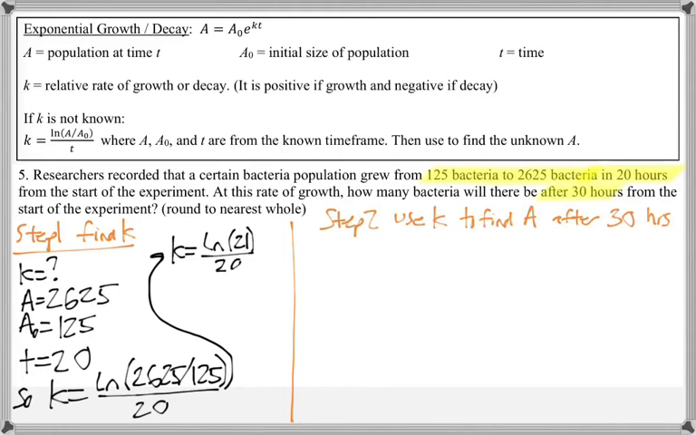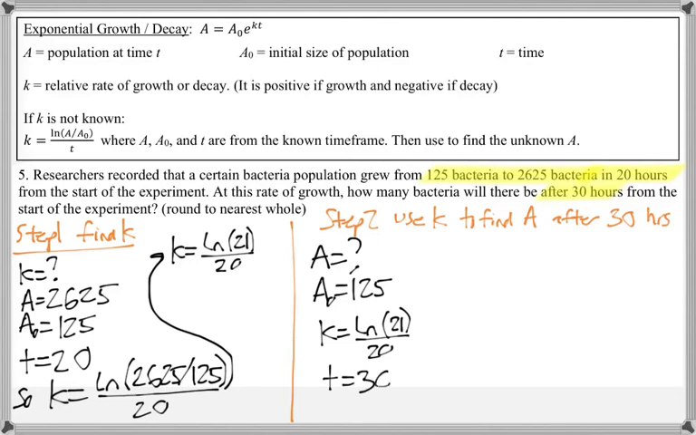So part 2, we know what k is. Now we need to use it to find A after the 30 hours. So I know my A0 is 125 because that's what we started out with, and k is equal to ln of 21 all over 20, and t is equal to 30.